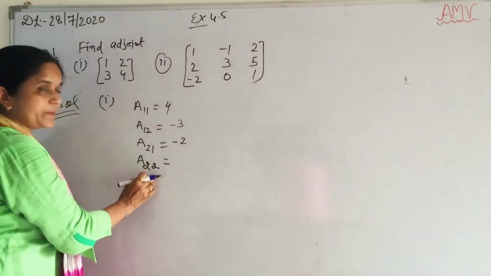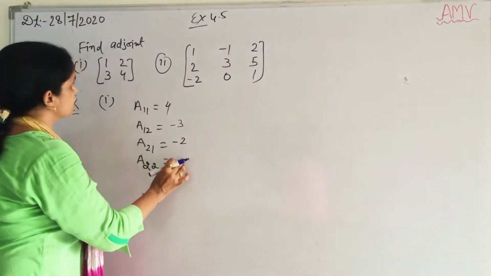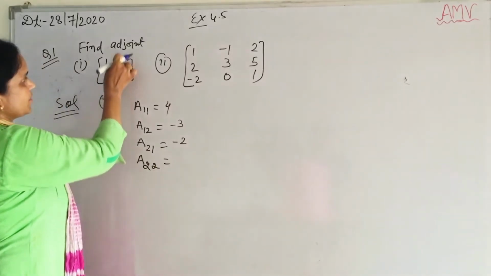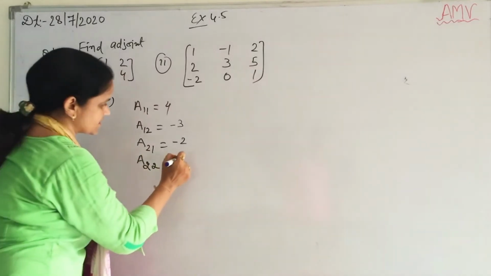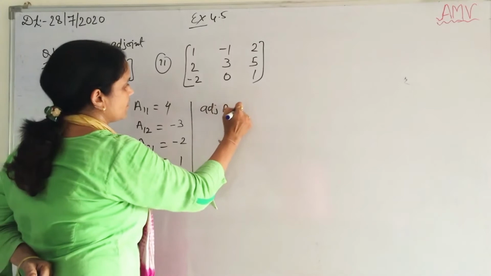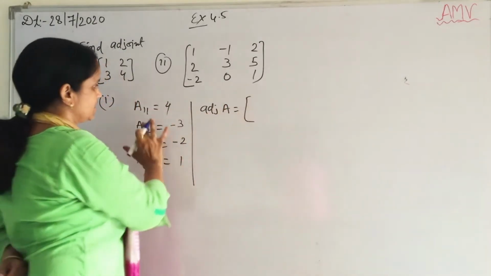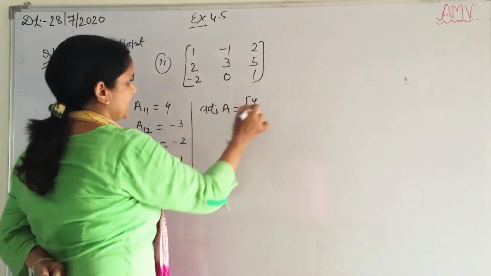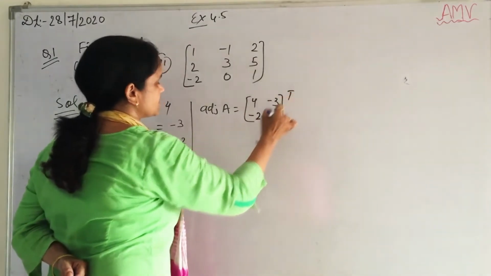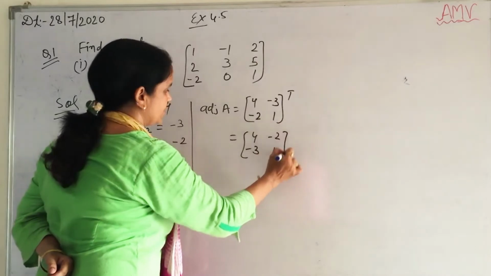A22: 2 plus 2 is 4, an even number, so it takes the positive sign. And now, students, the cofactor of 4: cancel the second row and second column, it's 1. Now the adjoint of A. First write the cofactors. It's 4 and here minus 3, it's minus 2 and 1, and then transpose. You will get 4, minus 3, minus 2 and 1.